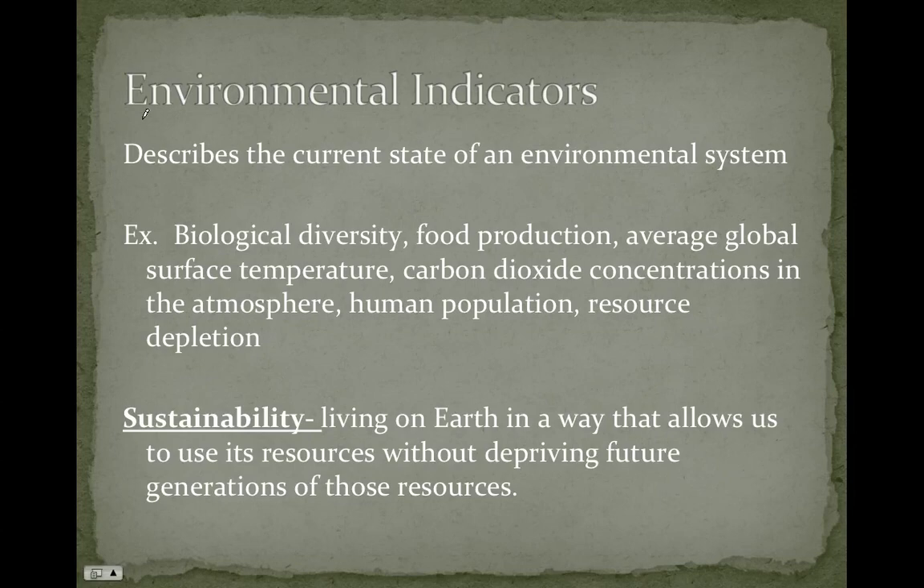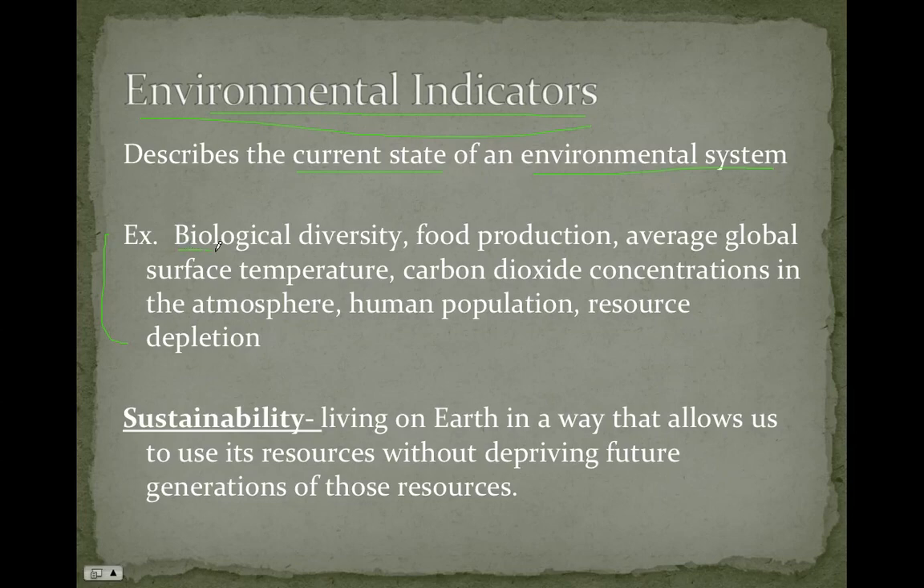And so what we use is what's called environmental indicators. An environmental indicator describes the current state of an environmental system. And so we have 5 that we talk about in this course, although there's many different types of environmental indicators. We're only going to describe 5 in this chapter, and we'll touch on other ones throughout the course.